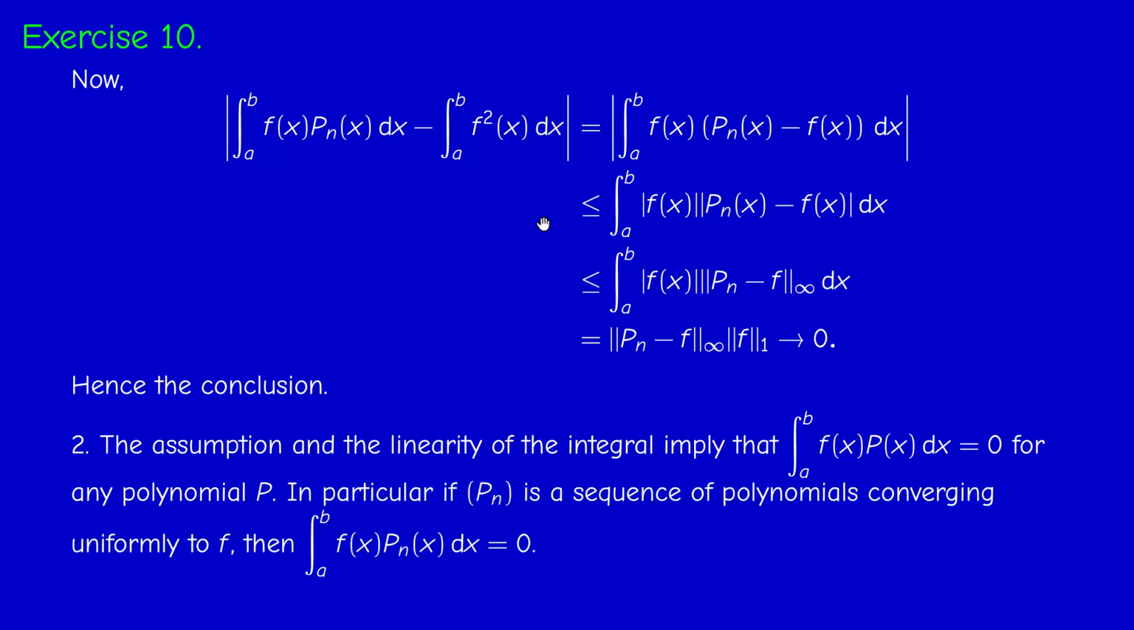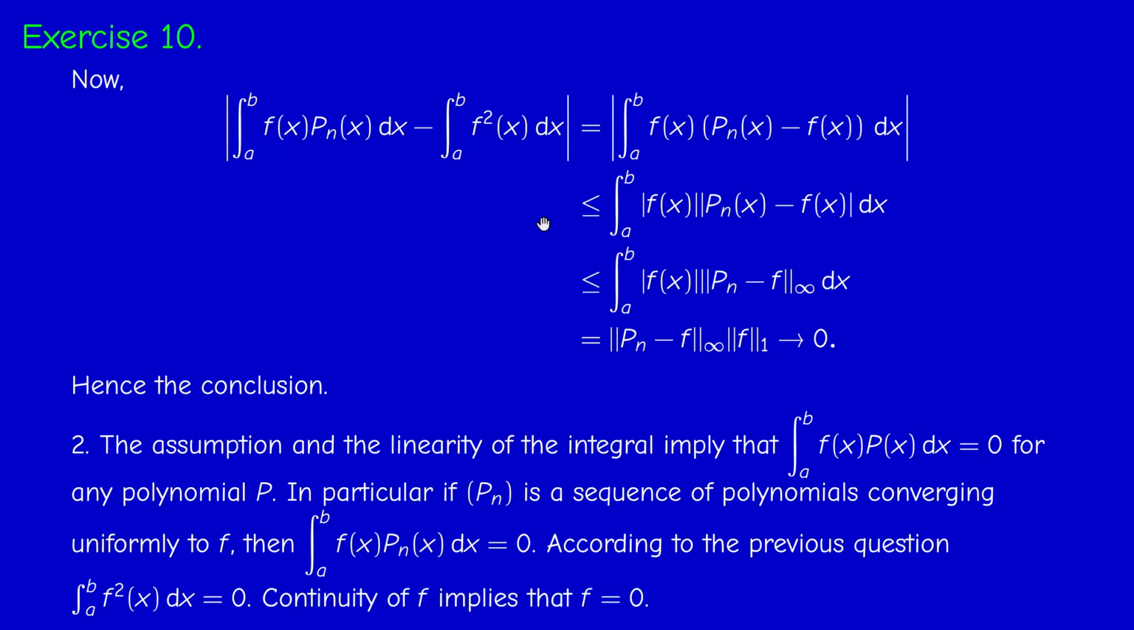So in particular, if we take the polynomial in the previous question, a sequence of polynomials Pn, then the integral of f against Pn is 0, and this converges to 0. But according to the previous question, it converges to the integral of f squared. Therefore, the integral of f squared is 0, and continuity of f implies that f is actually 0. Okay. So this concludes exercise number 10, a classical exercise on the Weierstrass approximation theorem.